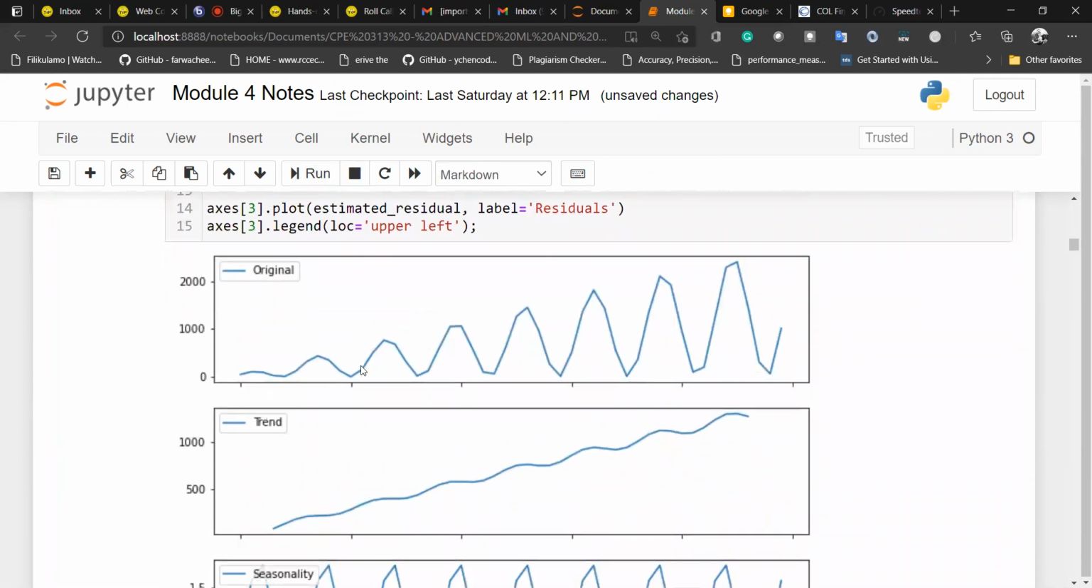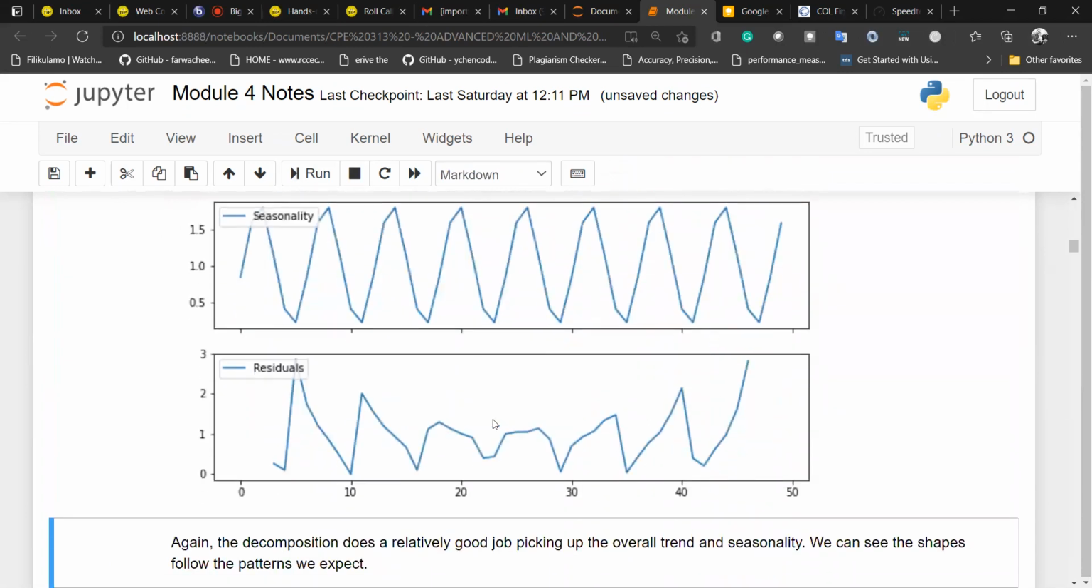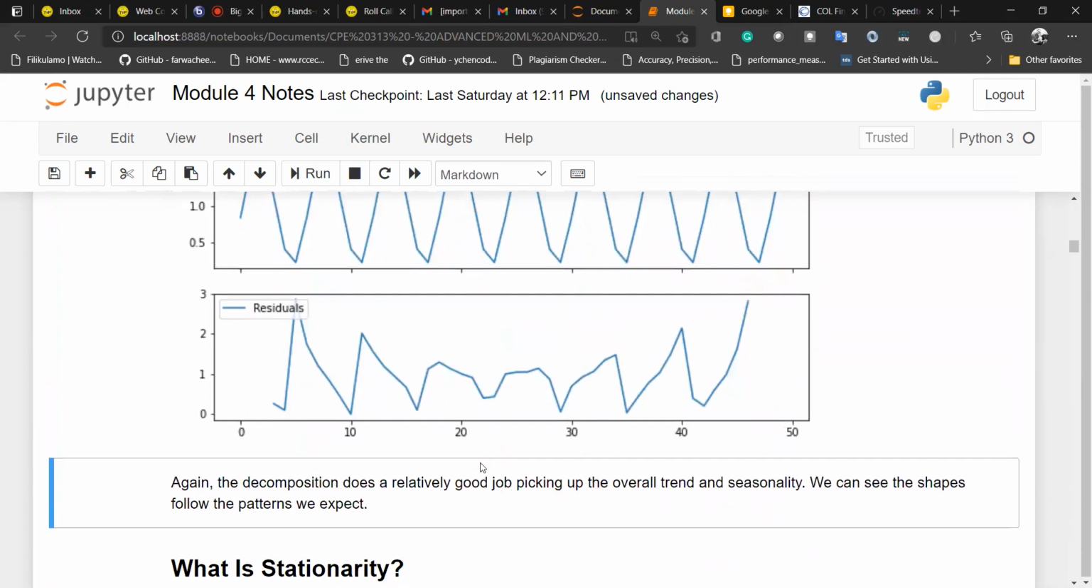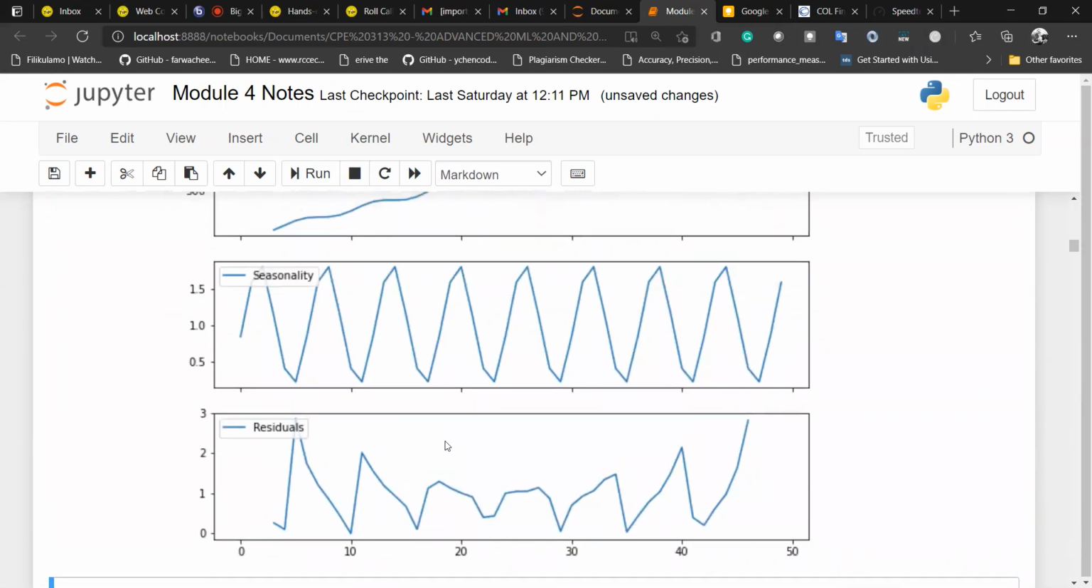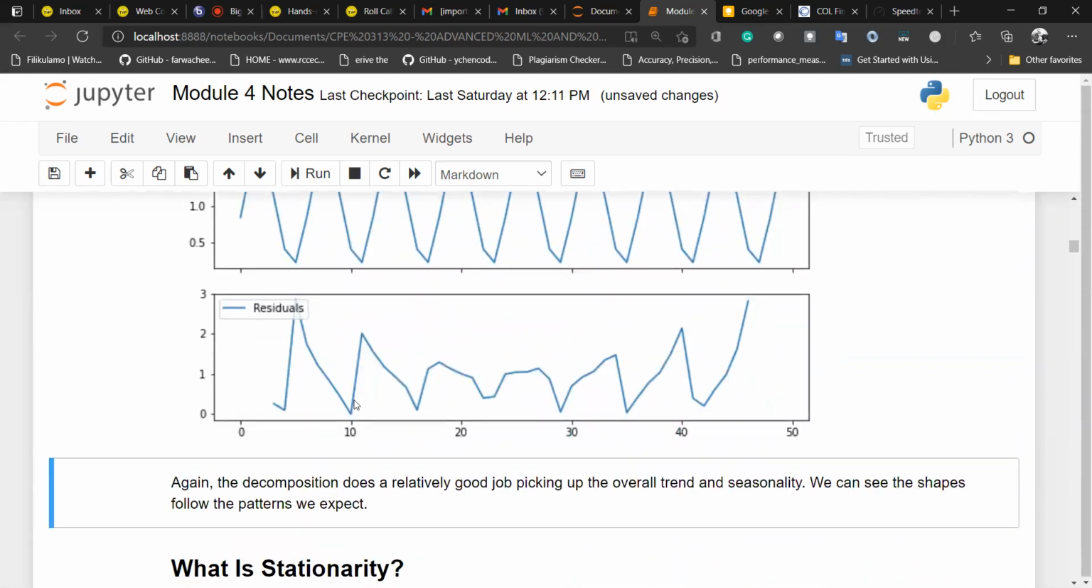So this is the original signal. You can see now the trend, which again has missing values for the 0 values and the 50th values, as well as the residuals, which have some missing values. So again, the decomposition does a relatively good job picking up the overall trend and seasonality, and we can see the shapes follow the patterns that we expect. So we saw that the seasonality is okay, the trend is okay, and we also saw that the residual is similar to the residual signals.